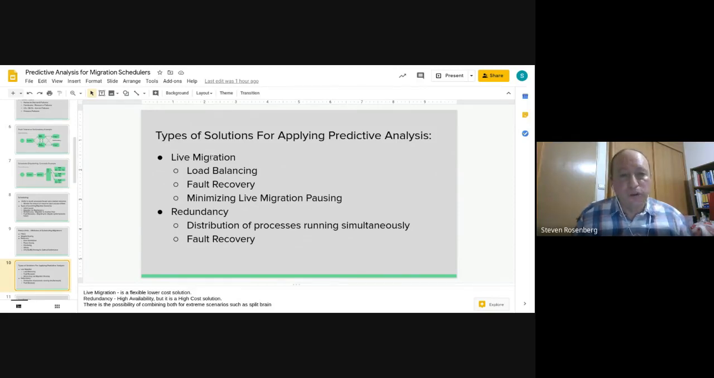So, the types of solutions for applying predictive analysis. We have live migration, load balancing, as we discussed, and fault recovery. Also minimizing the live migration pausing. We could use predictive analysis for that as well, and we'll discuss that shortly. We have redundancy as well, which we also discussed. And we have the distribution of processes that are running simultaneously. So you have duplication, which means more energy usage. And of course, fault recovery for when there are failures. The redundant processes and/or hosts can then take over from the hosts and/or processes that are not responding.